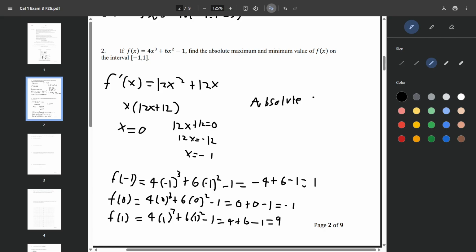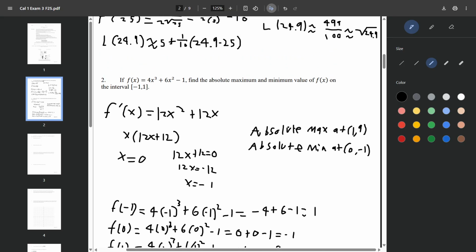So we will say absolute max at (1, 9) and absolute min at (0, -1). Not good with spelling, sorry about that. And that is our answer for this page.